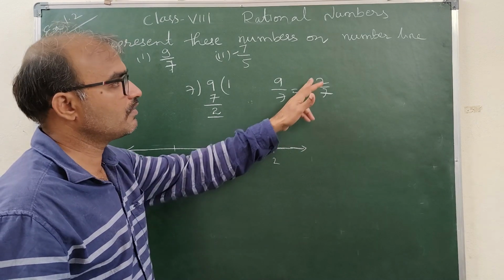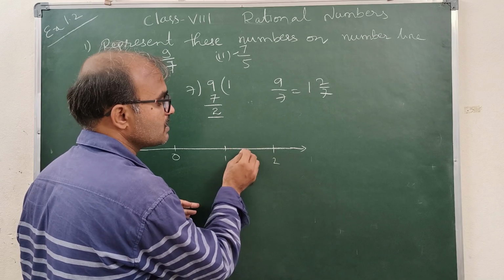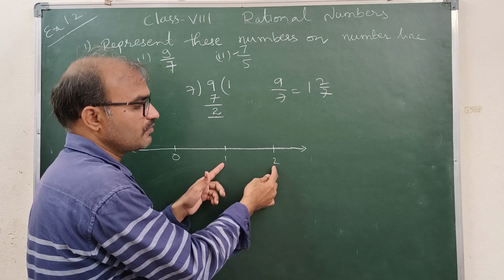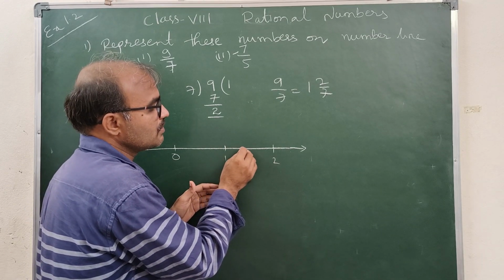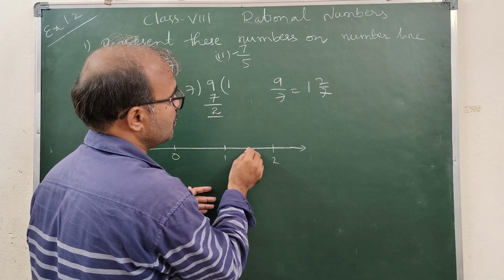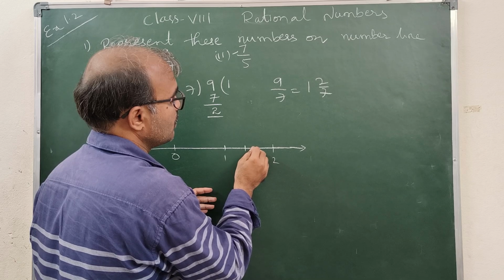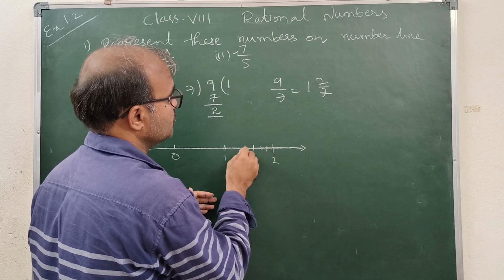That is why divide this into 7 equal parts. To divide the part between 1 and 2 into 7 equal parts, you have to keep 6 lines. So for keeping 6 lines, I am keeping one line almost here in the half. One line. So 2, 3, 4.